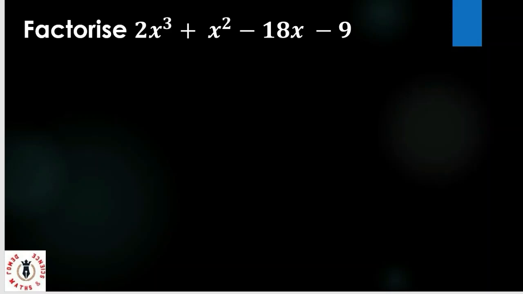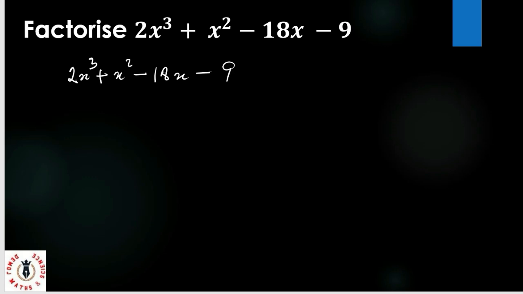Today, I'll use an example to show you the fastest way to solve a cubic equation. At the end, I'll compare this result with the traditional method of long division. Our example is 2x^3 + x^2 - 18x - 9.